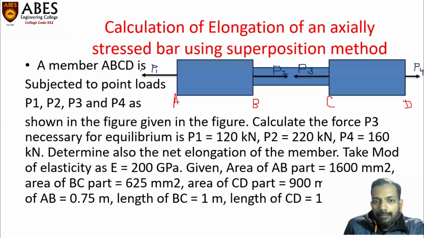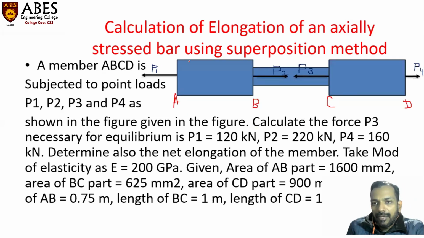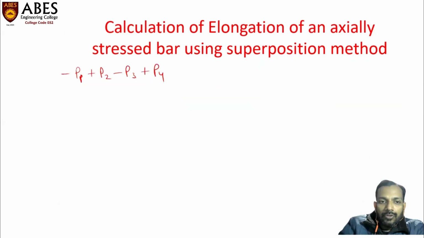Look at this diagram. P1 is towards left. We will take it negative, and P2 and P4 are towards right. We will take these two forces as positive. So let's write the expression of the net summation of forces along the x-axis or along the horizontal direction. So minus P1 plus P2 minus P3 plus P4. Look at this diagram once again. P1 and P3 are negative, acting to the left hand side. P2 and P4 are positive, acting to the right hand side. So minus P1 plus P2 minus P3 plus P4 is equal to 0.